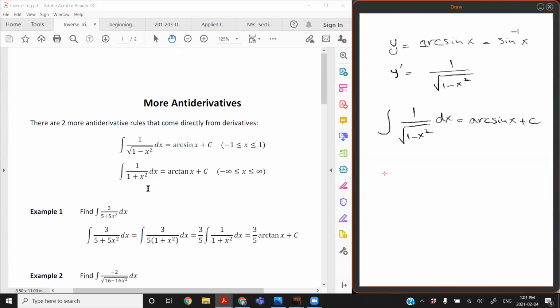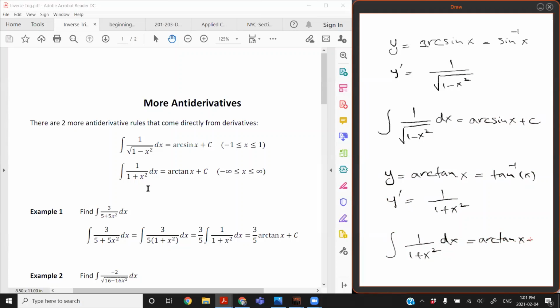And we also had this last semester, the derivative of arc tangent of x, which can also be denoted by tangent inverse of x, would be 1 over 1 plus x squared. Then, automatically, the antiderivative of 1 over 1 plus x squared dx is going to be arc tangent of x plus c.